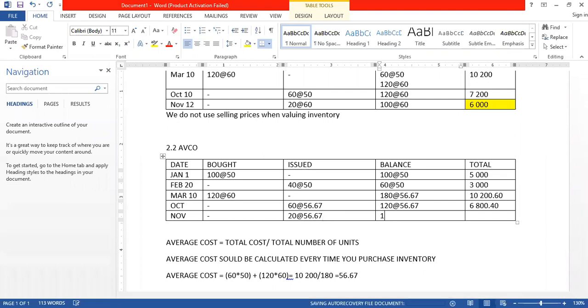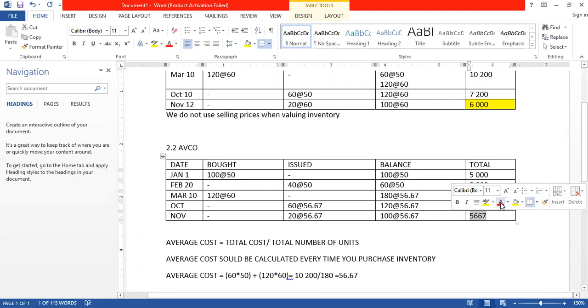Okay, so how many are left? We only have 100 units at the price of 56.67. So what is our new closing stock? 100 times 56.67, then you get 5,667. That is your closing stock that you are looking for.